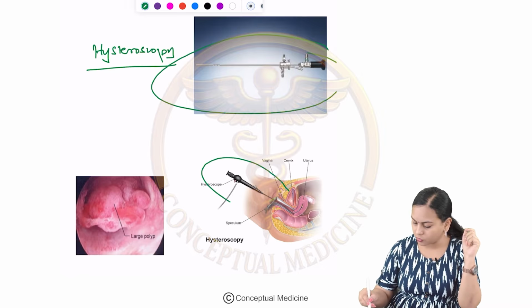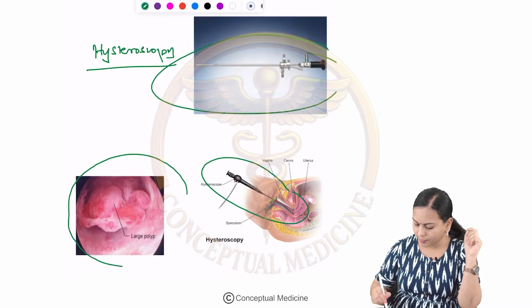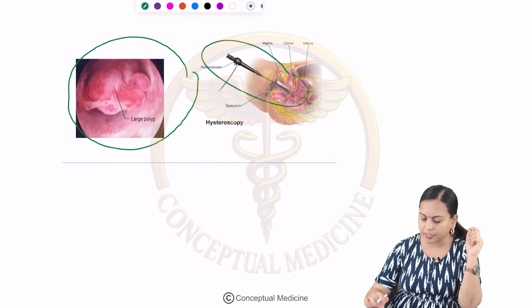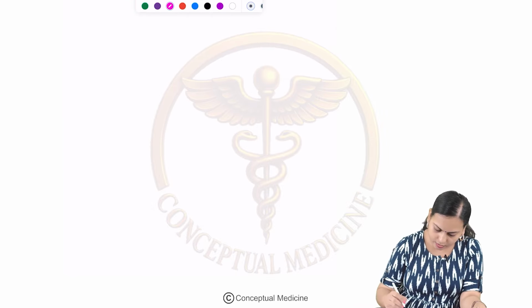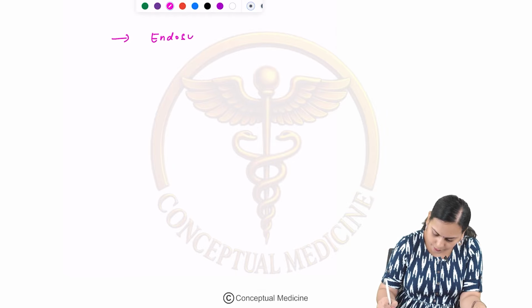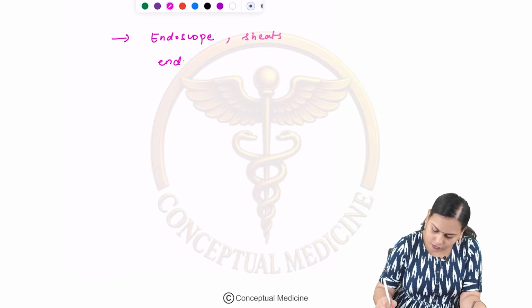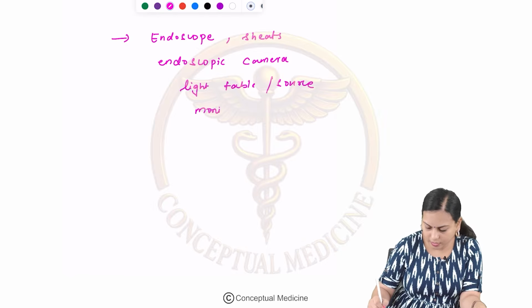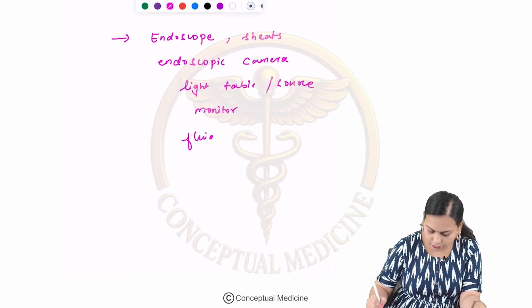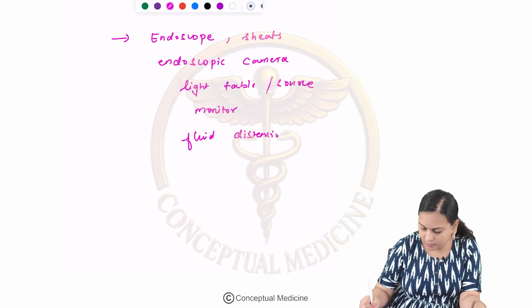Okay, so this is how the hysteroscope will be introduced. And see, this is a hysteroscopic view where you are able to see a large polyp that is present in the endometrium. Clear? Now, the basic instruments of hysteroscopy consist of an endoscope, sheaths, an endoscopic camera, a light source, a monitor, as well as fluid distension media.